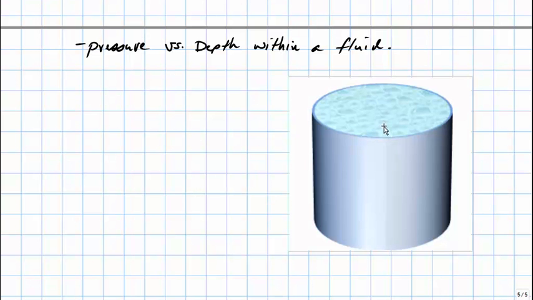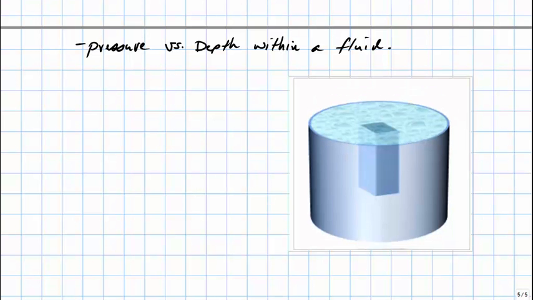Next, we're going to trace out a column of water within this container. There's our column of water, and as you can see, this column of water is floating within the fluid inside of the container. Let's note that this column of water has a mass of m, and we'll also note that the top of the column is exposed to a surface pressure.